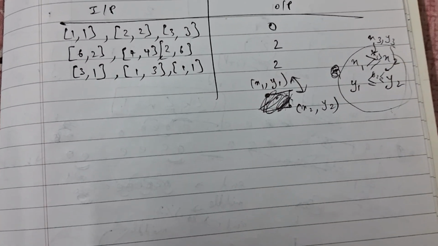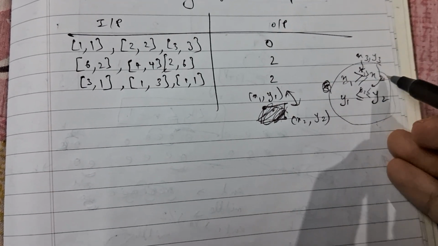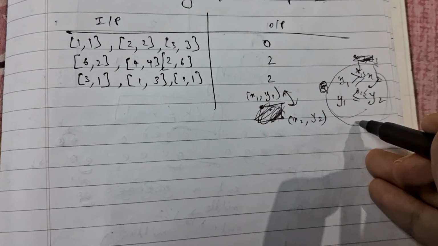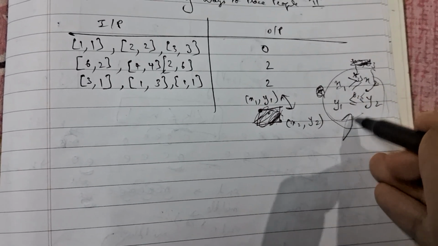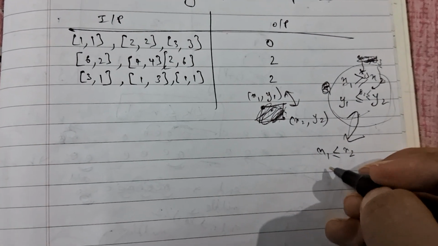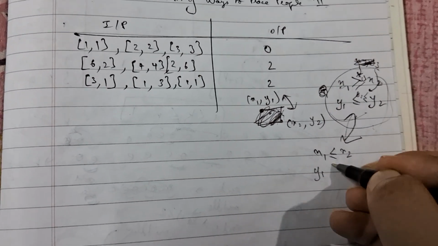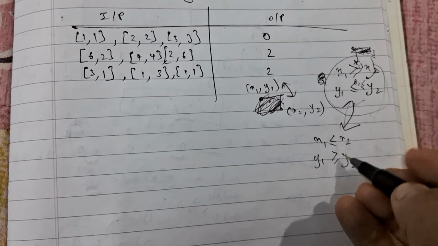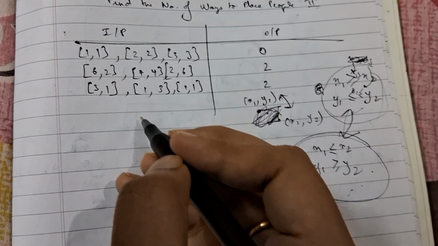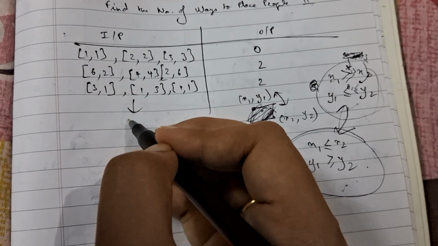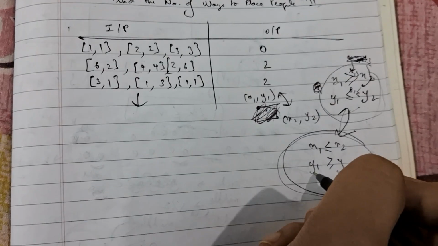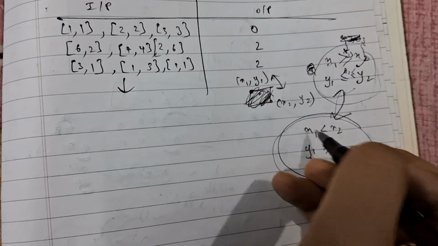In order to eliminate this, since we were talking about vice versa, we can write it as x1 less than or equal to x2 and y1 greater than or equal to y2. So basically the pair should be in this form. What we can do is sort according to y1 greater than or equal to y2 and x1 less than or equal to x2.